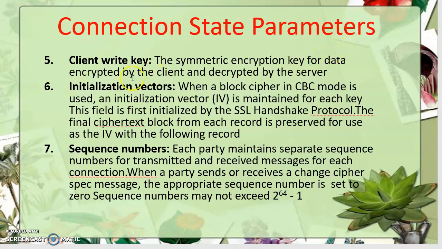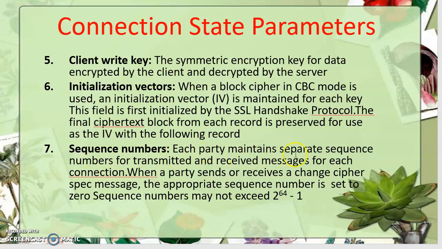Connection state parameters. The fifth is the client write key, the symmetric encryption key for data encrypted by the client and decrypted by the server. Initialization vector: when a block cipher in CBC, cipher block chaining, mode is used, an initialization vector is maintained for each key. This field is first initialized by the SSL handshake protocol. The final ciphertext block from each record is preserved for use as the IV with the following record.